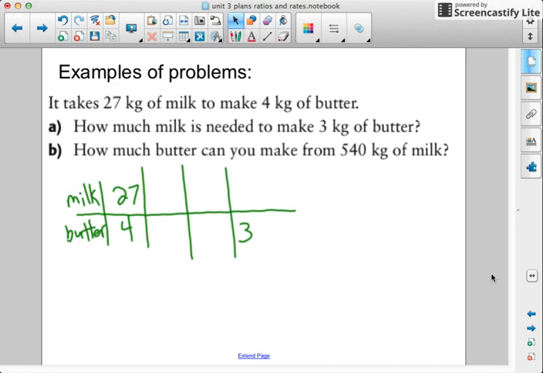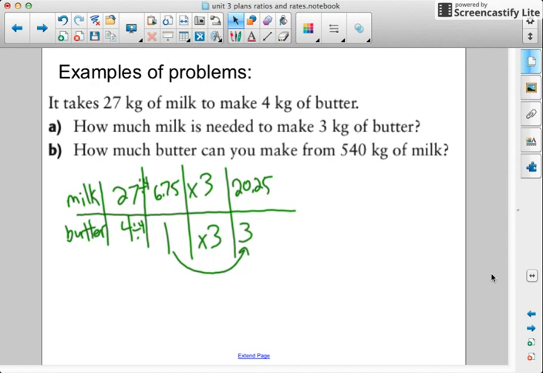One way of doing this is to always make one of the ratios equal to 1. So I could divide by 4. So then this would become 1. 27 divided by 4 is a decimal, 6.75, but that's okay. Now I can go from 1 to 3 pretty easily by timesing by 3. So if I times this by 3, I would get 20.25. So it takes 20.25 kilograms of milk to make 3 kilograms of butter.